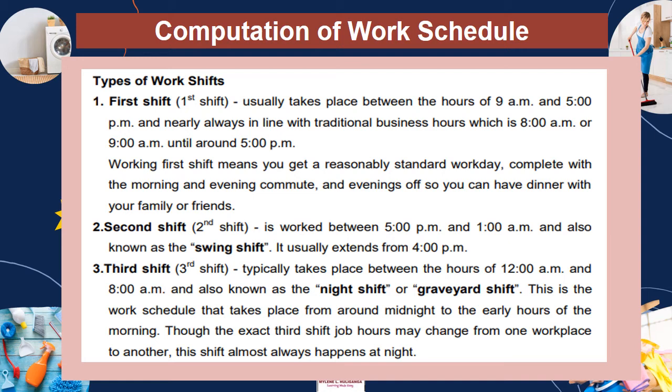Second shift is the work between 5 p.m. and 1 a.m. and also known as swing shift. It usually extends from 4 p.m. Third shift typically takes place between the hours of 12 a.m. and 8 a.m. and also known as the night shift or graveyard shift. This is the work schedule that takes place from around midnight to the early hours of the morning. Though the exact third shift jobs may change from one place to another, this shift almost always happens at night.